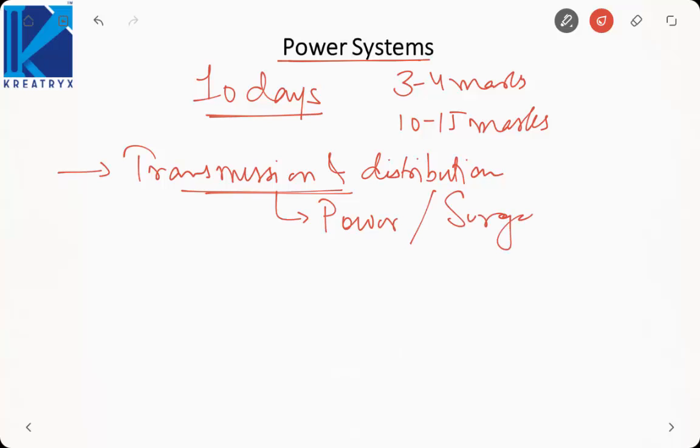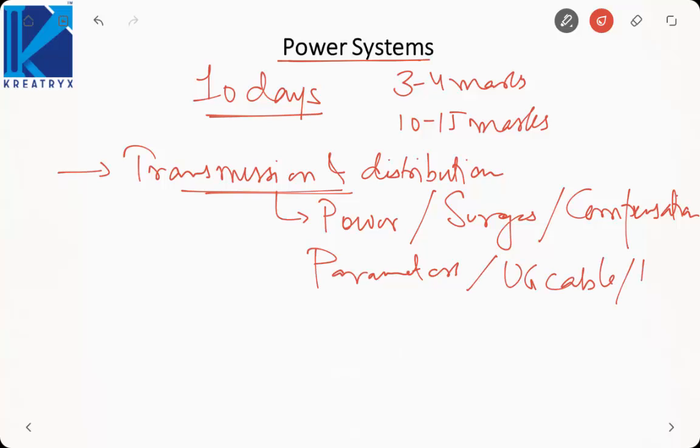Surges are important. Compensation is important. Then parameters are also important. Inductance and capacitance. Simple formulas are there. Short, medium and long transmission line, those analyses are not very important. Other than that, UG cable, insulator, these are small topics out of which hardly 1 or 2 questions can be asked. But distribution system also you must study, because that involves just applying KVL and arriving at the result.